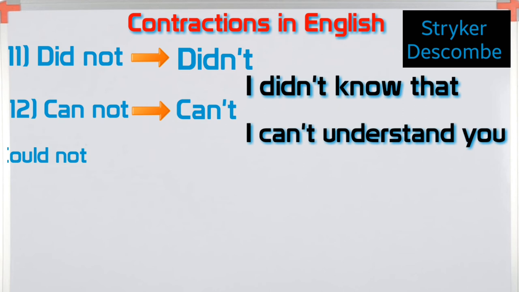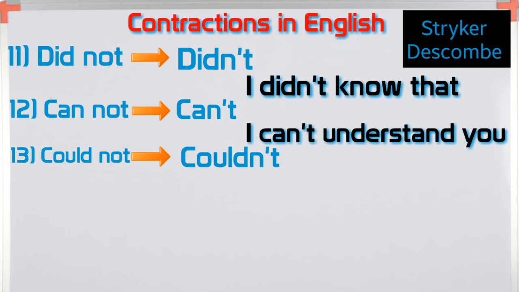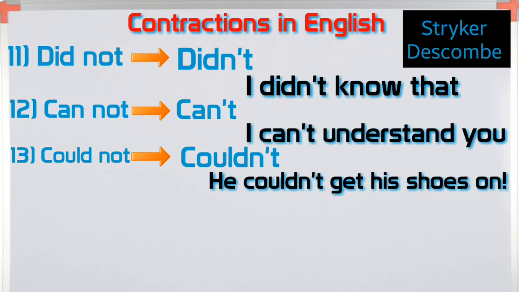The contracted form for could not is couldn't. I can say, he couldn't get his shoes on.